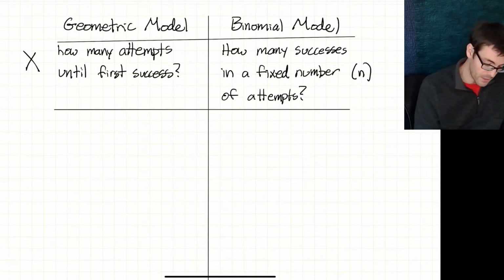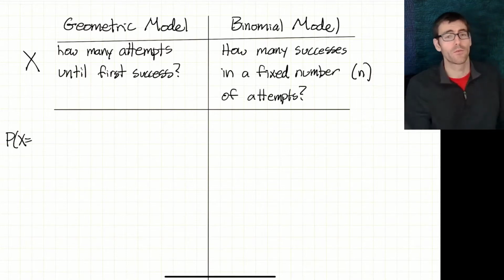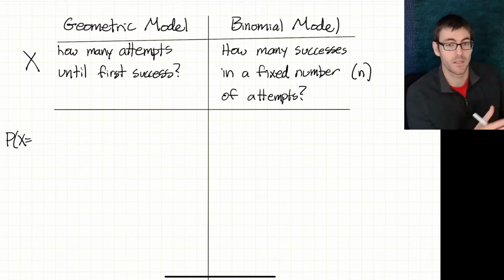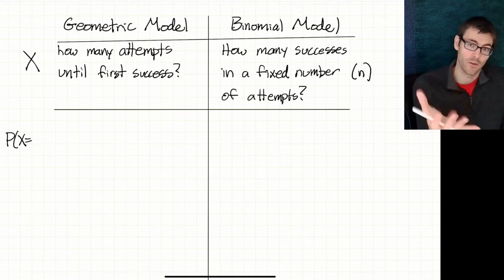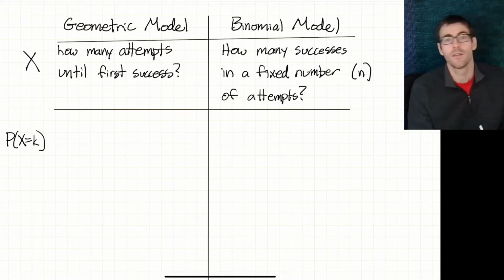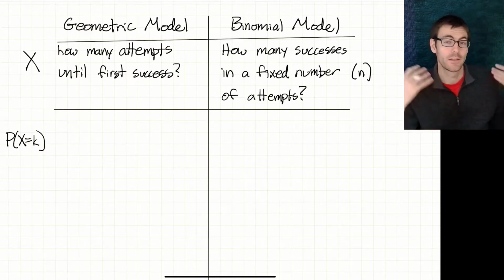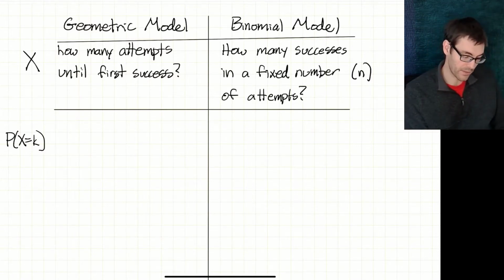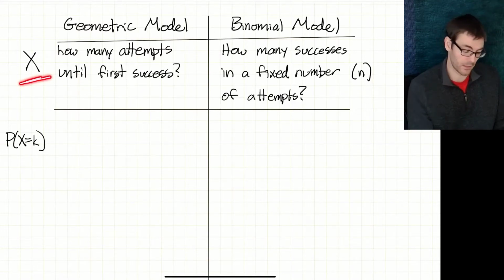All right, so for this geometric model, we're going to start off by asking, what is the probability that our random variable, the number of attempts it takes to finally get a success, is a certain value? We're going to write this as the probability that X equals k. This is just like before when we said the probability that big X equals little x. It's just asking the probability that our count, our random variable, is a particular value.